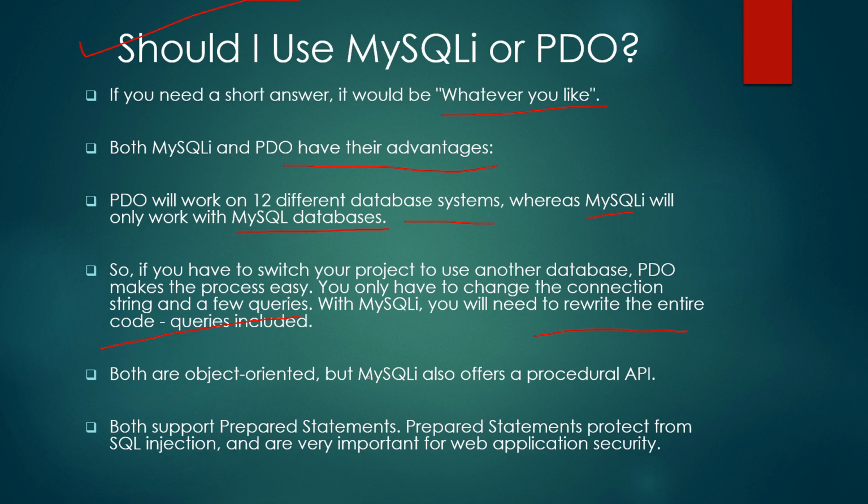So let's say today I'm making a project, a website, and it has a database called MySQL. And let's say tomorrow I need to change my database from MySQL to Oracle. In that case, if I used MySQLi, it would be much more difficult for me because I would have to rewrite the entire code. But if I use PDO, I will just have to make minor changes and that's it. Because PDO works with 12 different database systems while MySQLi works only with MySQL database.